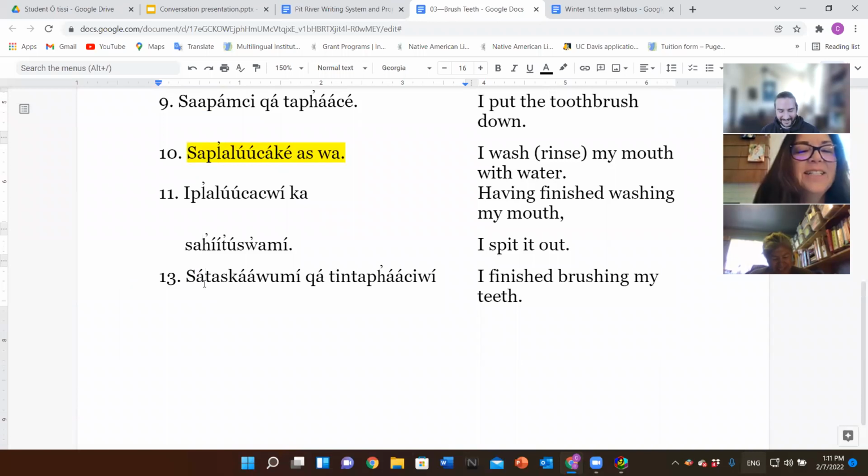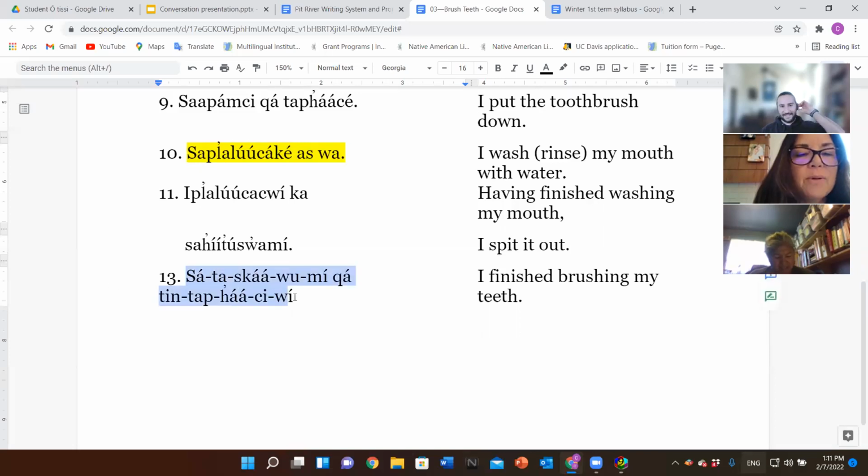Oh man. Okay, and then here's this word again. Sada skawomi. Right? I'm finished. And then the dindap hajui, brushing. Dindap hajui. So sada skawomi ga dindap hajui. Lisa. Saraskaumi ka tindap hajimi chui. Oh, wow. You got it. I finished brushing my teeth.